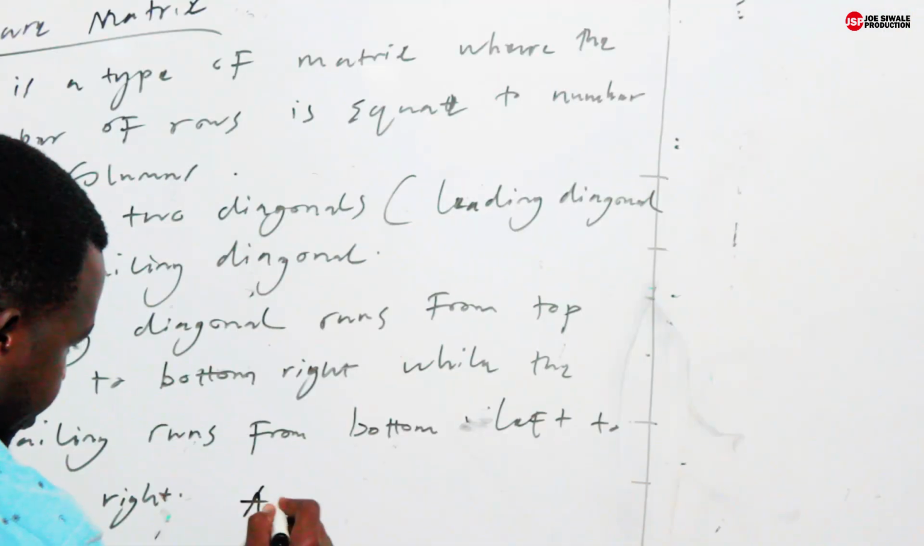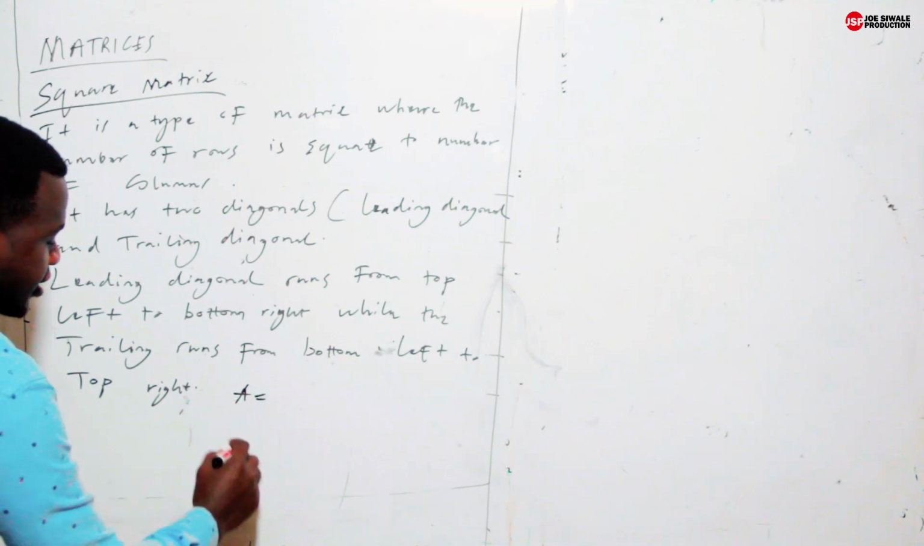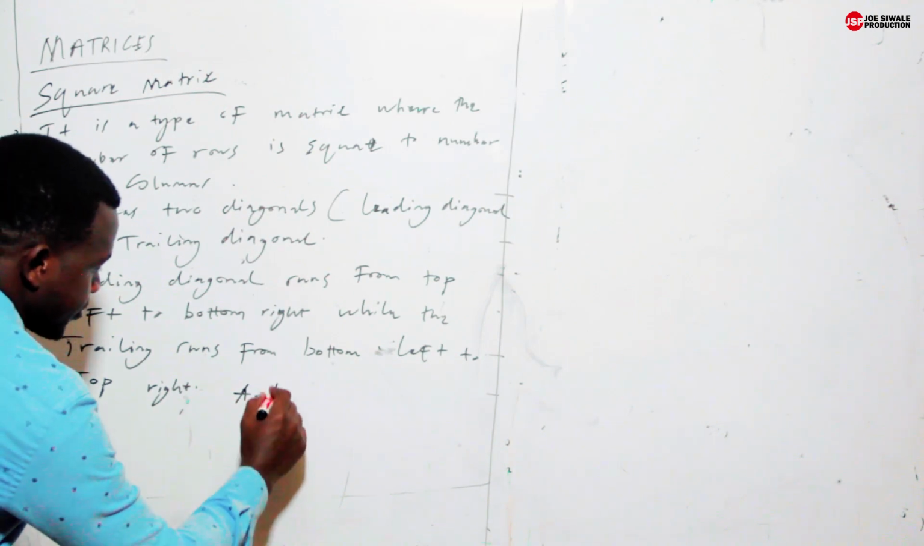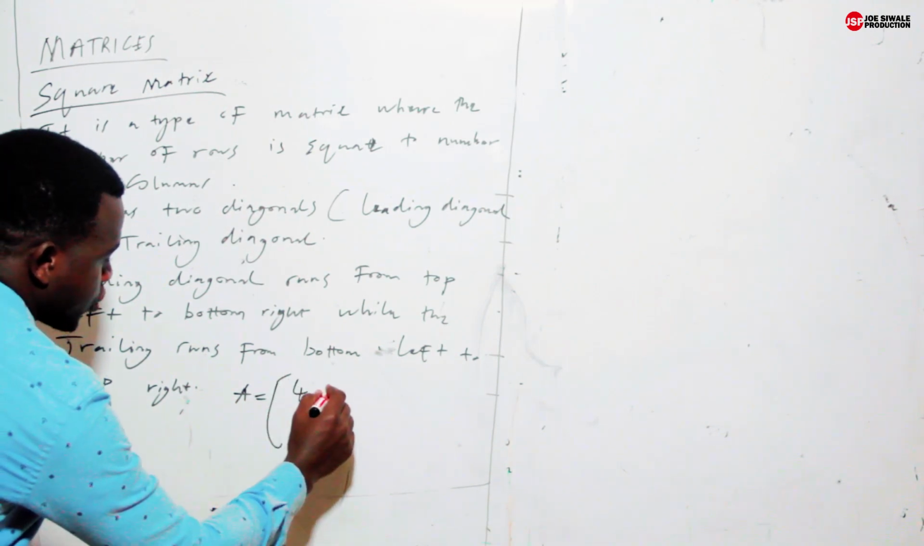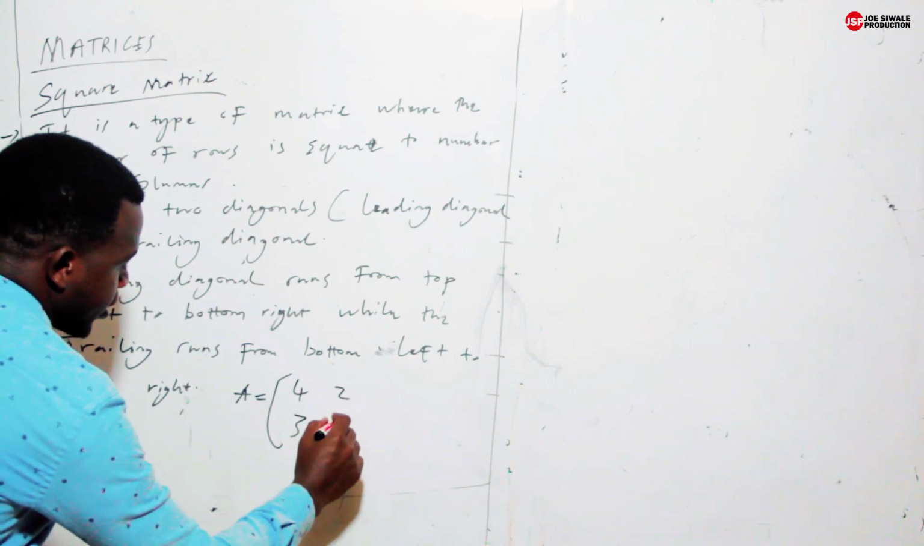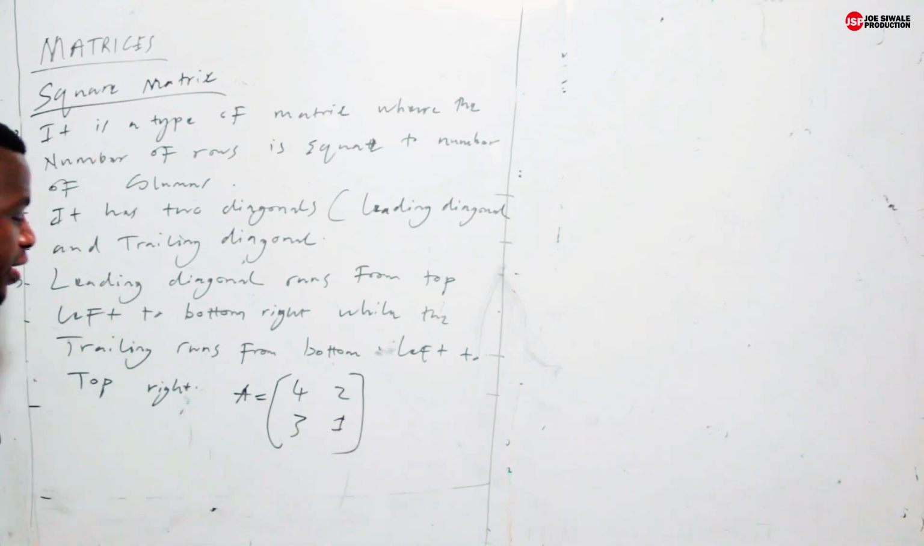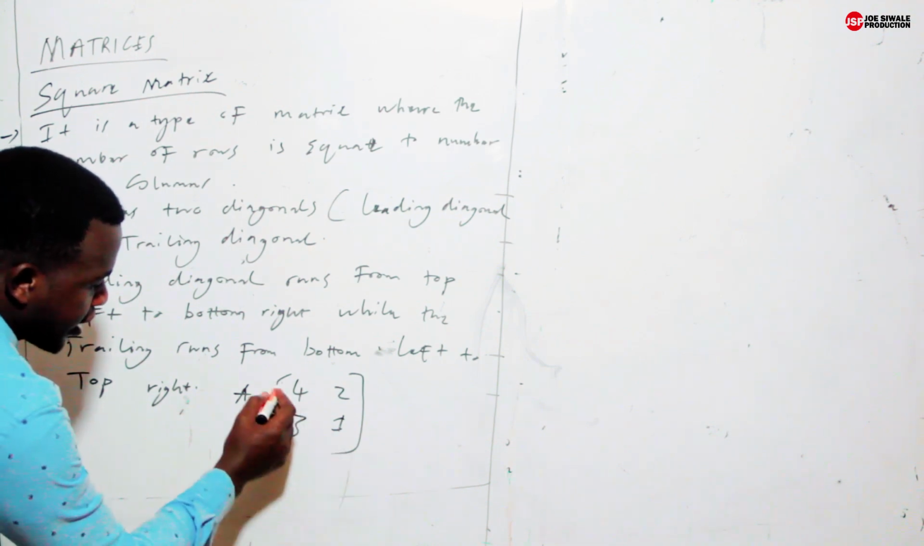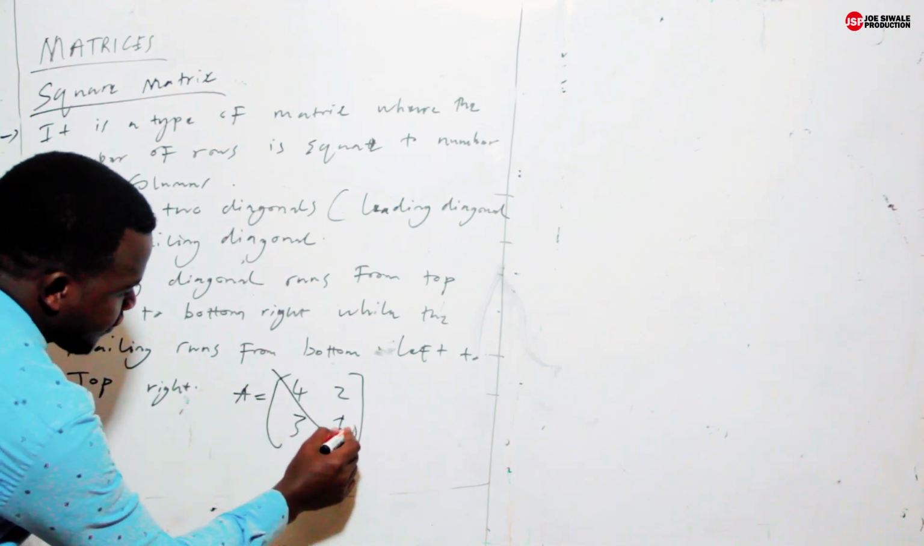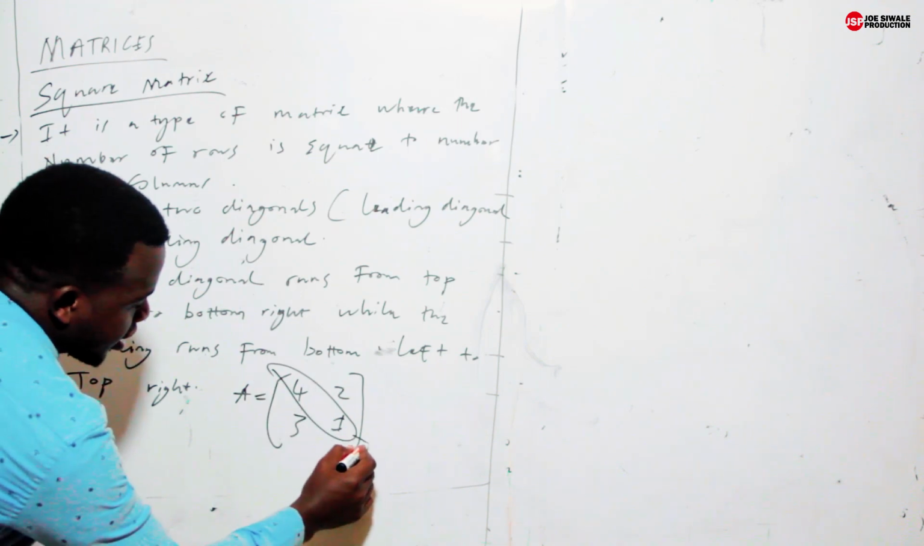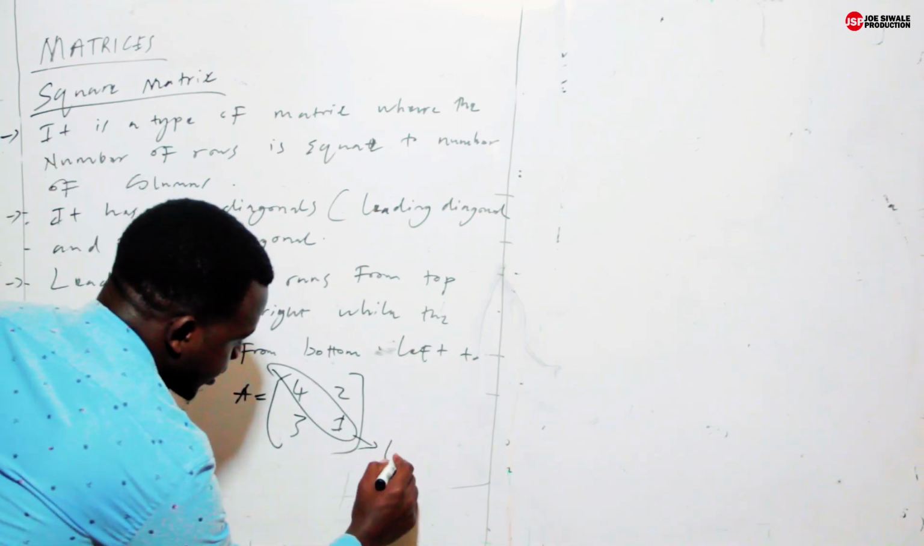So if we have this matrix, matrix A, and it's given in this form, 4, 2, 3, 1, and this is our matrix. So we can say 4 and 1 there. As you can see, 4 and 1 make up the leading diagonal.